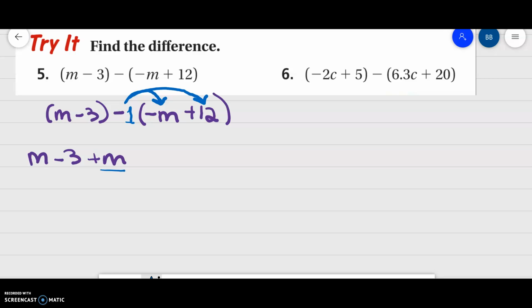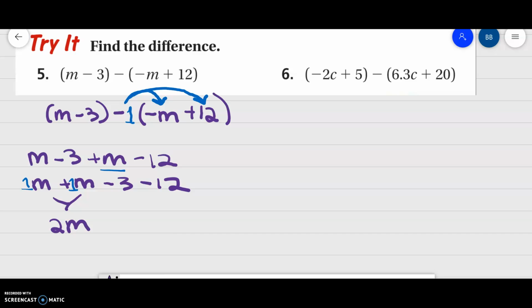And now we're subtracting positive 12, so I just write minus 12, because when you're subtracting a positive, that's just the same thing as subtracting. Okay, now I can rearrange my terms. I'll put like terms next to each other so it's easier to see, my m's next to each other and my constants next to each other. Well, m plus m is 2m because there's really a 1 in front of this m and a 1 in front of that m. So if we have 1 plus 1 of anything, it equals 2 of that anything.